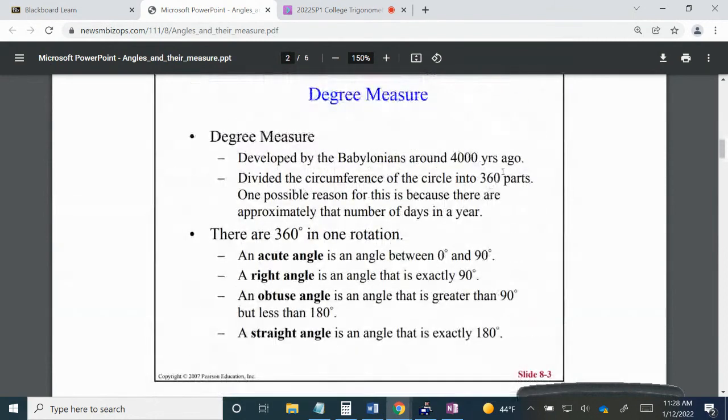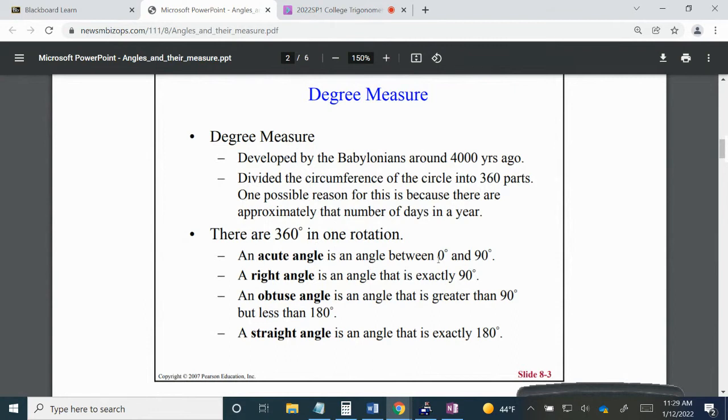Now, I will skip through some of the slides as they're not pertinent to our course, but here's just some background information about degree measure. It was developed by the Babylonians about 4,000 years ago. If you divide the circumference of a circle into 360 parts, notice that that's approximately the number of days in a year. There are exactly 360 degrees in one rotation or one revolution.